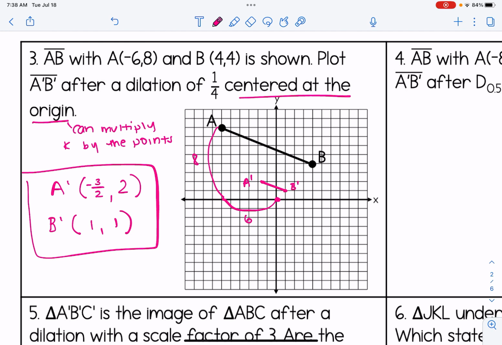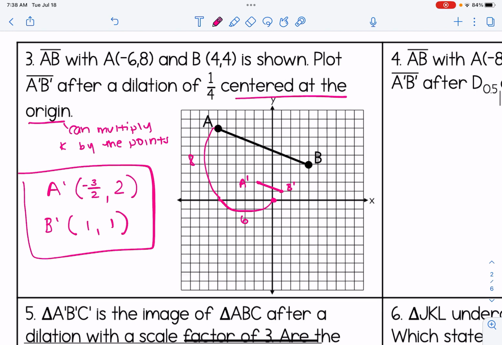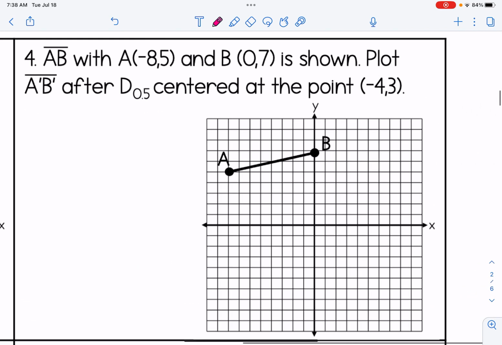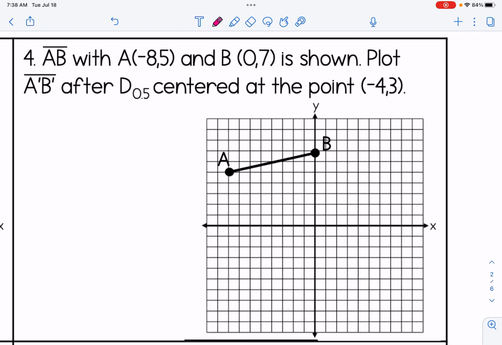One thing to note is that slope is preserved under dilations, so our preimage and our image should look parallel to one another. All right, let's try one where it's not centered at the origin. So we're given segment AB, 2 new coordinates, negative 8, 5, and 0, 7. We want to dilate it by a scale factor of 0.5 or 1/2, centered at the point negative 4, 3. So I'm going to plot the center here.